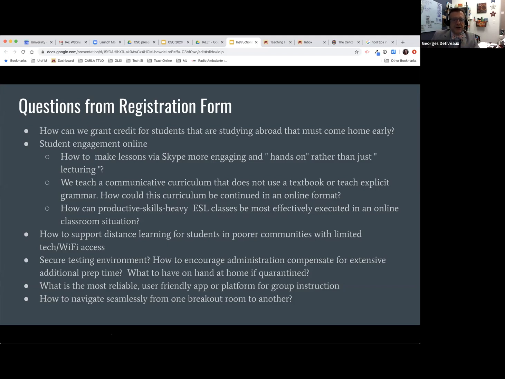Next is we teach a communicative curriculum that does not use a textbook or teach explicit grammar. How could this curriculum be continued on? Well, I think the flipped format would work great there. What do you guys think, Marlene and Trish?